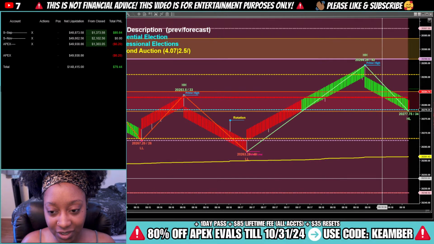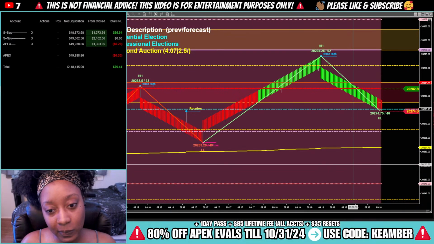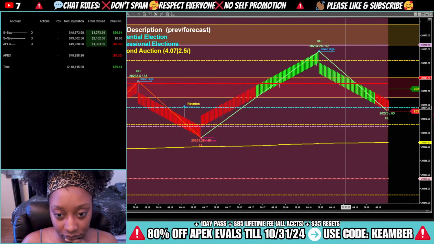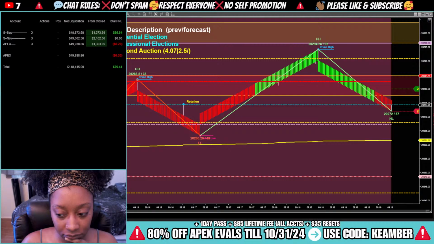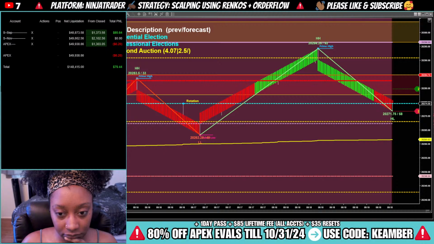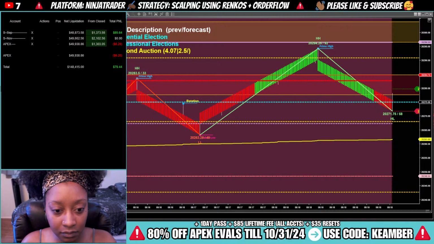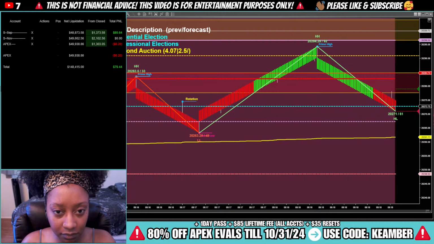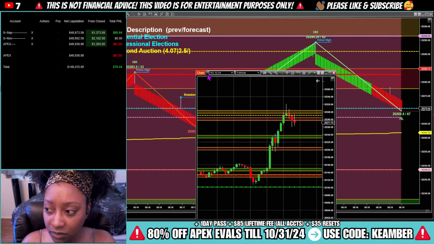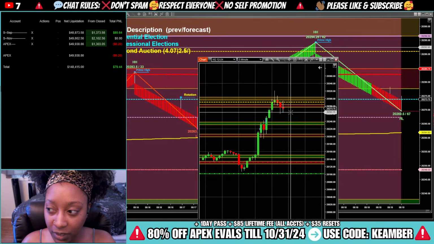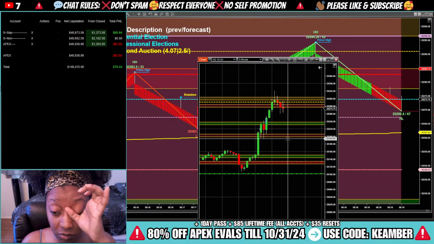Damn, I didn't expect it to push that far. All right, that's what the 5 minutes looking like. It doesn't look like it's quite ready to push back up from the pullback. So we'll see what happens.